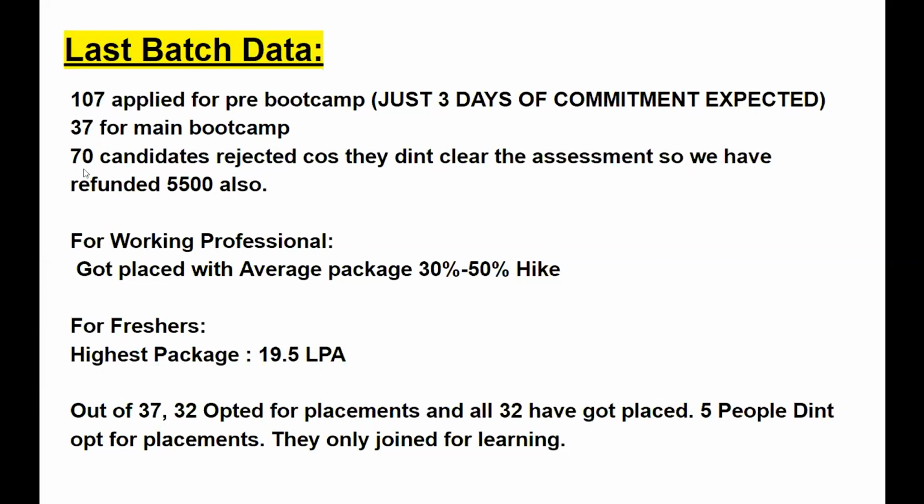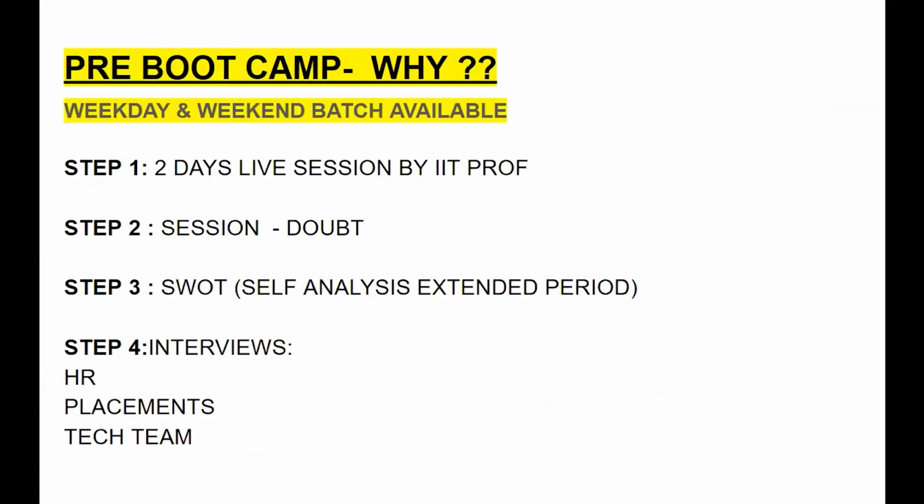The rest of the 70 candidates, we rejected them because we found out that they're not putting in the efforts. We only want committed students who want to achieve in their life. So we have to choose only candidates whom we can give placements. 70 candidates, we have rejected them and we have refunded. Initially, we have a kind of selection process and only those candidates we have taken. The highest package is around 19.5, and the average hike for working professionals is around 30 to 50% that they've gotten.